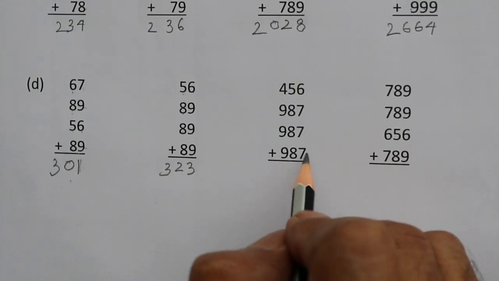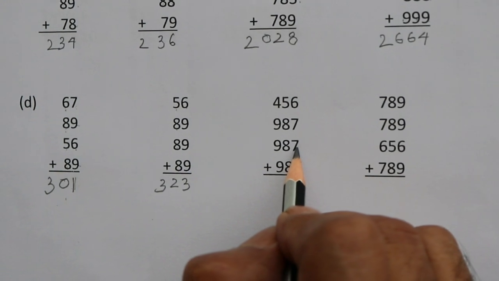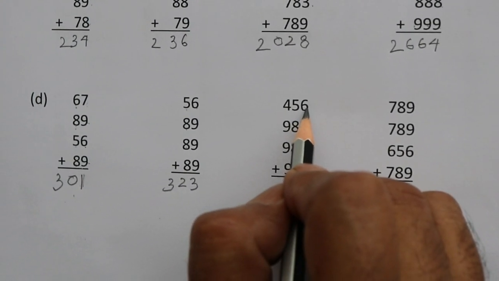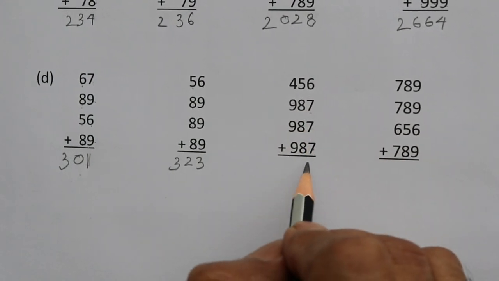Plus 7 minus 3. Plus 7 minus 3. Algebraic sum minus 6. 6 minus 6, 0, carry over 2, 20. 20 plus 7, 27, carry over 2.